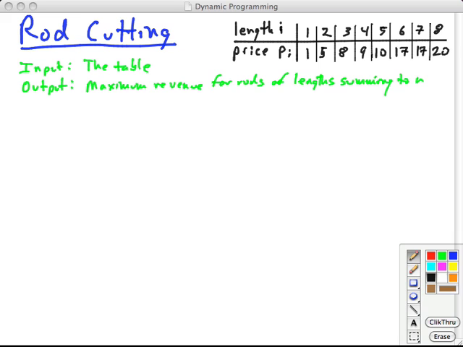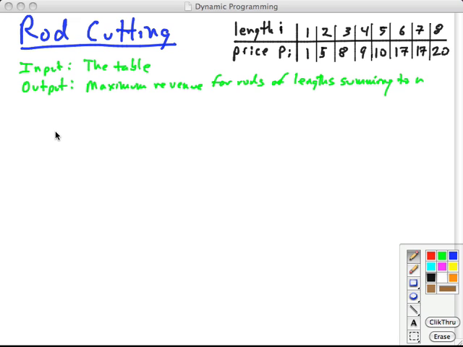So you want to take the rods that you get and cut them up into pieces to maximize how much money you get. You're given a table here, the length of a piece and what you can charge for it. And you're going to be given a rod of length n. For example, say n is 8, you might ask, how do I cut it up to maximize my revenue?